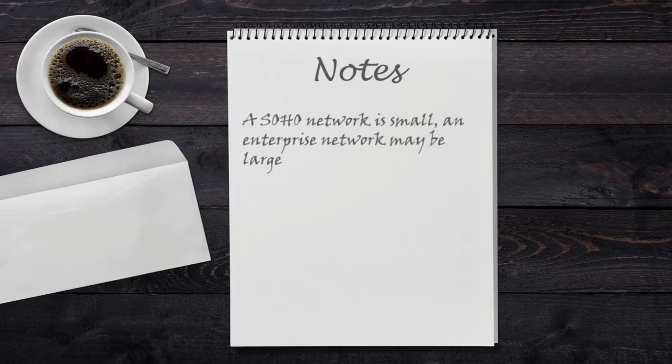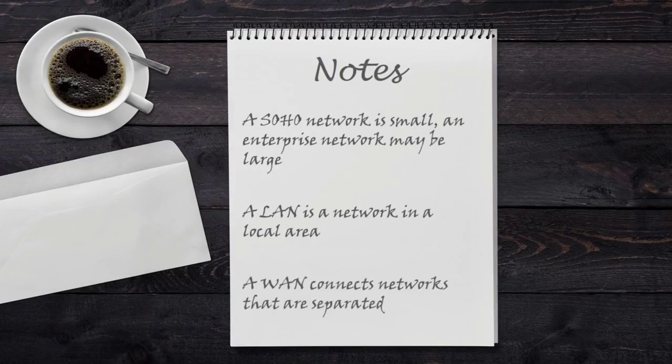Let's take a moment for a quick summary. All networks are different, and this includes their size. A SOHO network is very small, while an enterprise network may be very large. Of course, your network could fit in anywhere in between. A LAN, or local area network, is a collection of network devices in a local area, like a single building. A WAN, or wide area network, connects networks that are far apart.